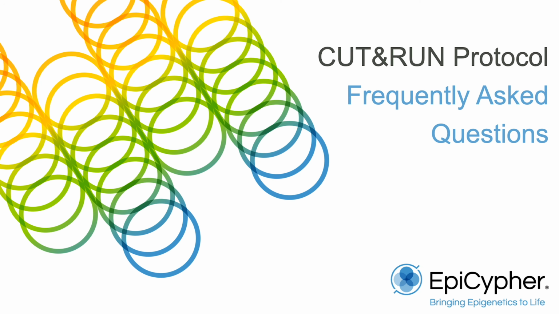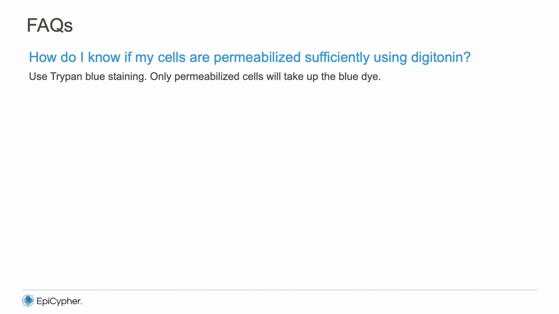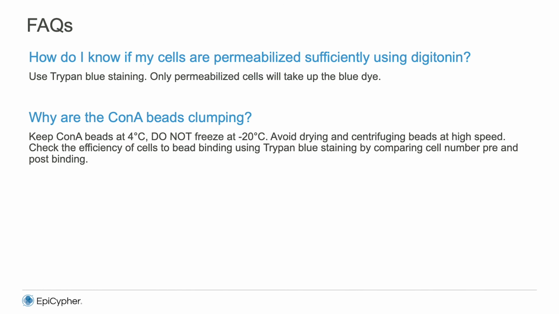The final section of this video will cover answers to some frequently asked CUT&RUN questions. Cell permeabilization is critical for PAG-MNase to diffuse into the cell. To test that permeabilization was successful, you can use trypan blue staining. Another issue that researchers sometimes experience is bead clumping. First, avoid freezing beads in the -20 degrees Celsius freezer and only store them at 4 degrees Celsius. Clumping is normal and can be dispersed by pipetting or gently vortexing. If you are unsure, you can check binding efficiency by staining.